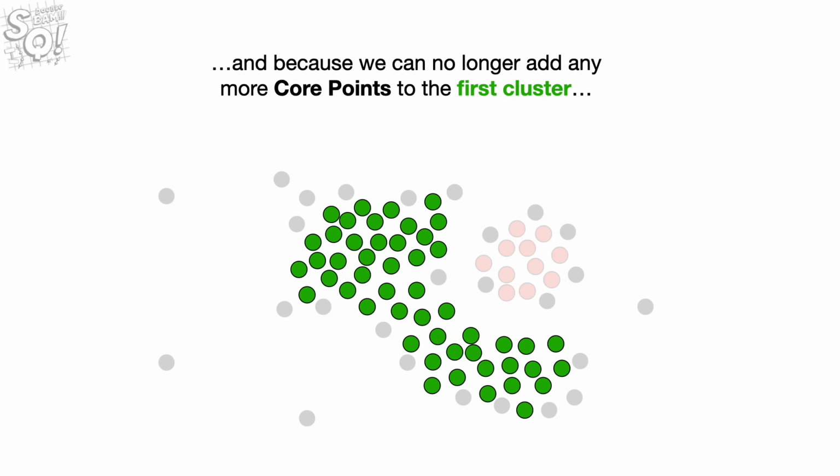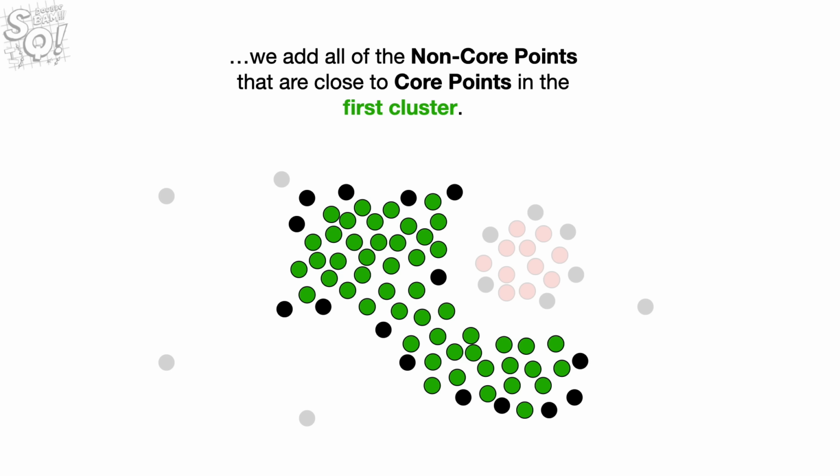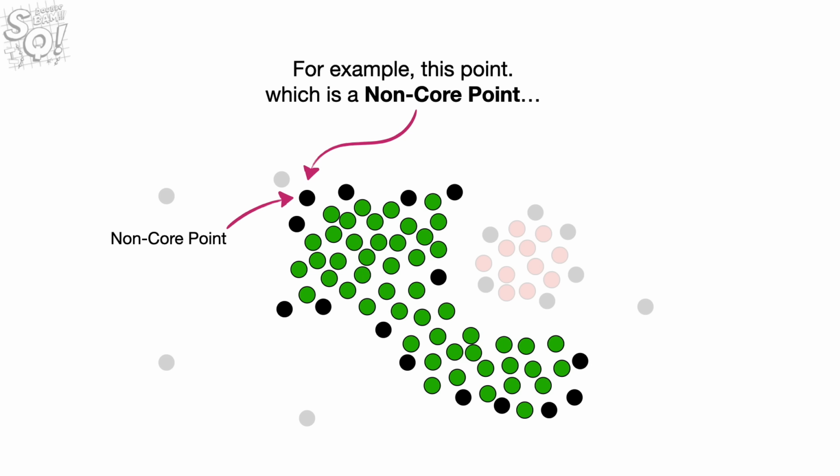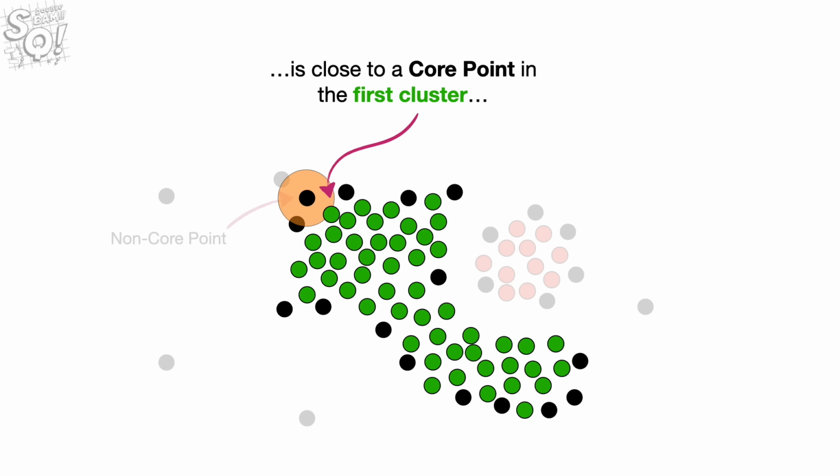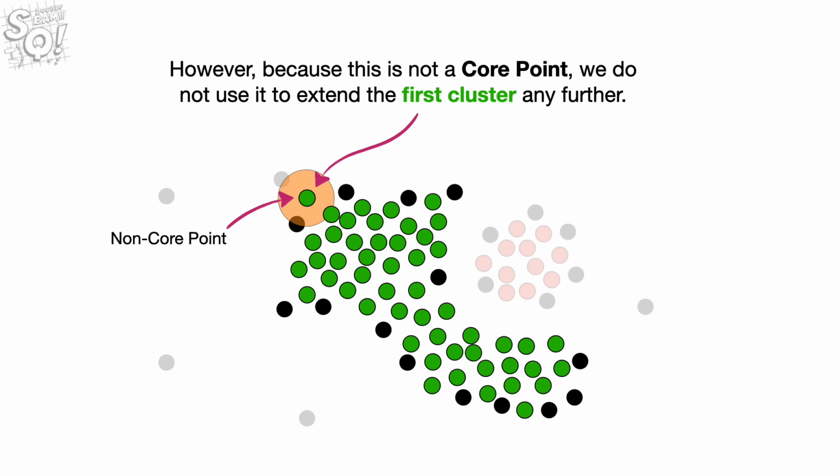And because we can no longer add any more core points to the first cluster, we add all of the non-core points that are close to the core points to the first cluster. For example, this point, which is a non-core point, is close to a core point in the first cluster. So we add it to the first cluster. However, because this is not a core point, we do not use it to extend the first cluster any further.